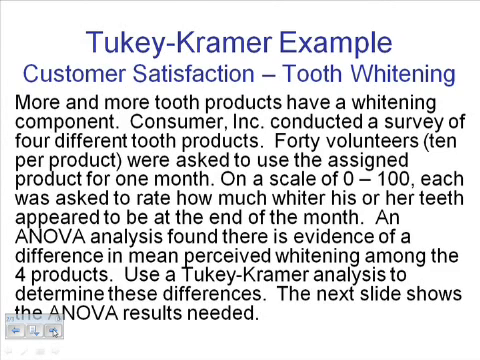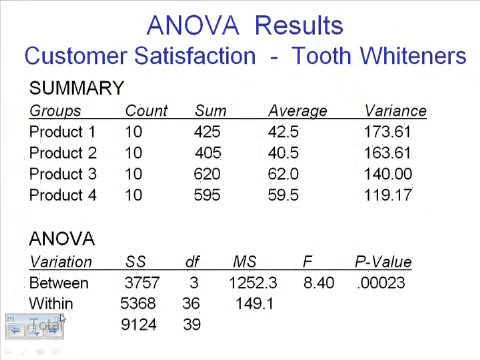An ANOVA analysis has found that there is evidence of a difference in mean perceived whitening among the 4 products. Use a Tukey-Kramer analysis to determine these differences. The next slide is going to show our ANOVA results, but I'll give you just a moment to look at the narrative again. Okay, here are our results from the ANOVA analysis.